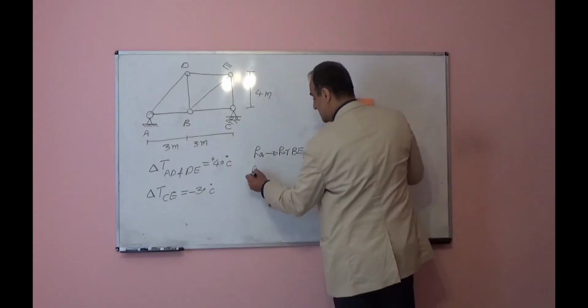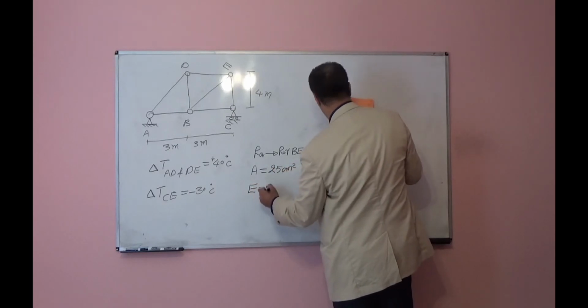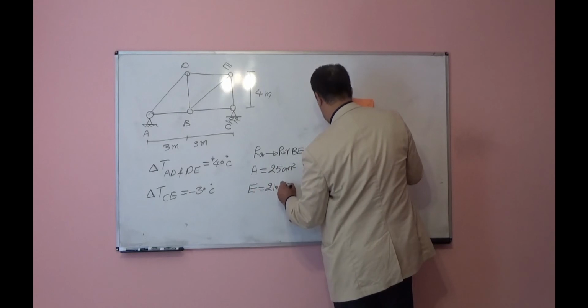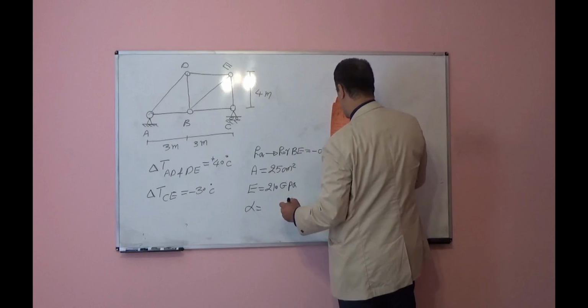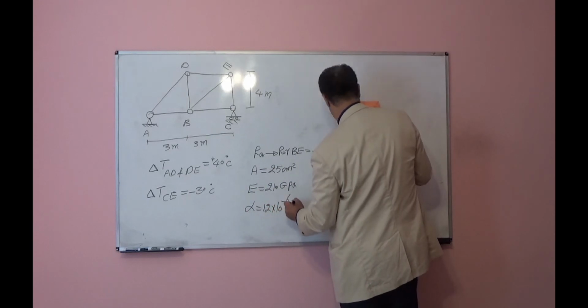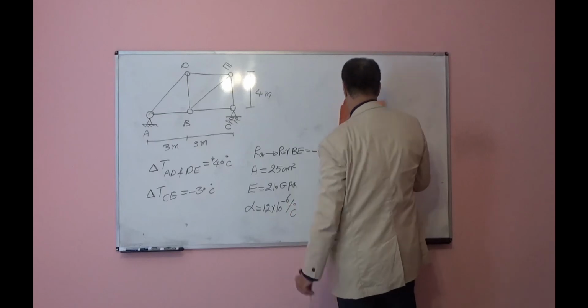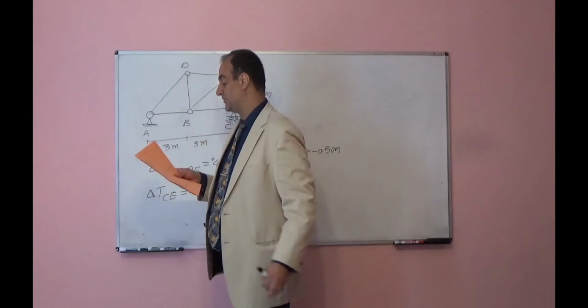A cross-sectional area for all members is 25 centimeter square. E, Young's modulus, is 210 gigapascal. Thermal expansion coefficient is 12 times 10 to the power of negative 6 per degree Celsius. Find the vertical displacement of point B.